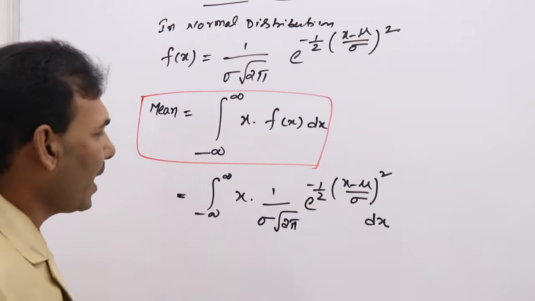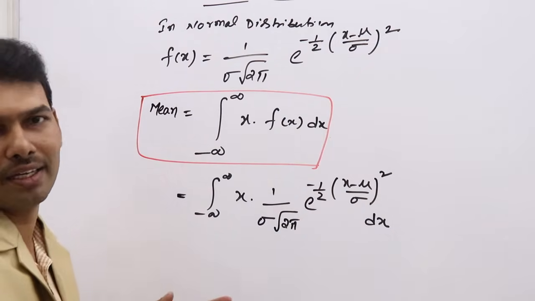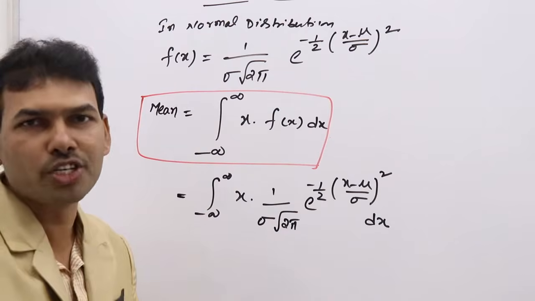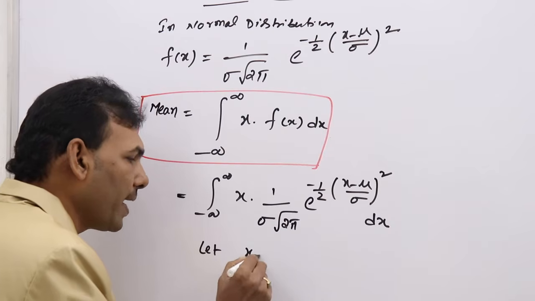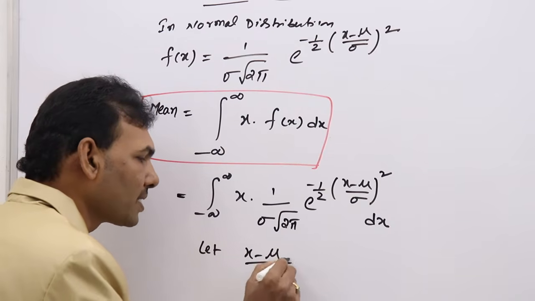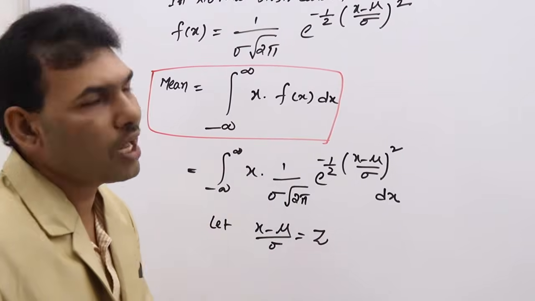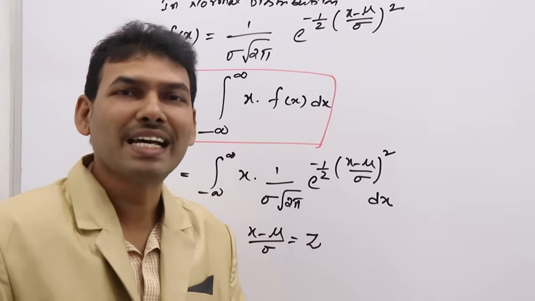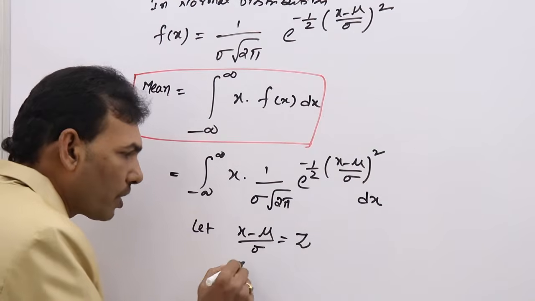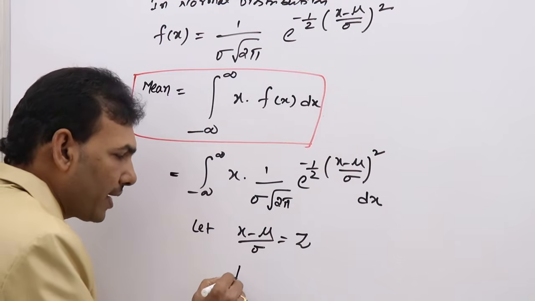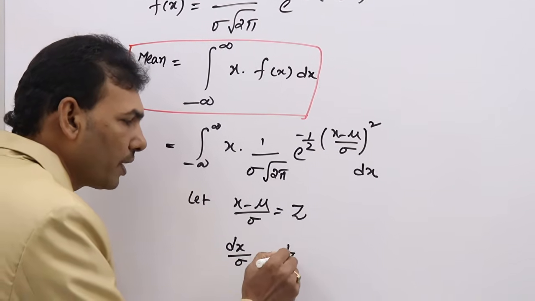Before writing that, to evaluate any value in normal distribution, we take x minus mu by sigma as z. That's why we also call normal distribution the z distribution. So now differentiating, what you will get: dx by sigma is equal to dz.